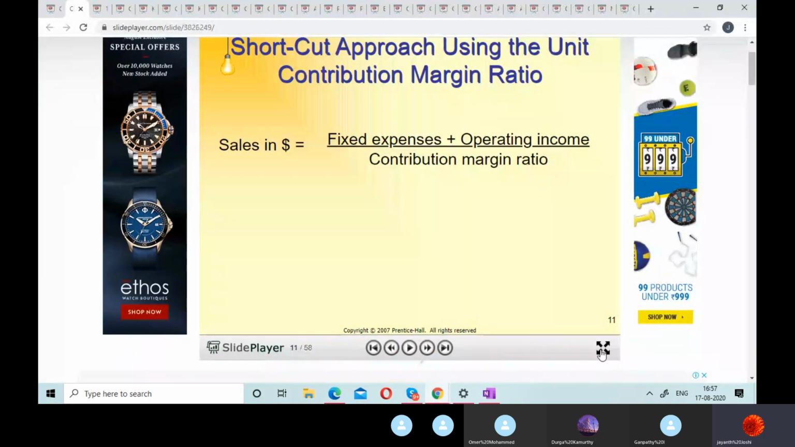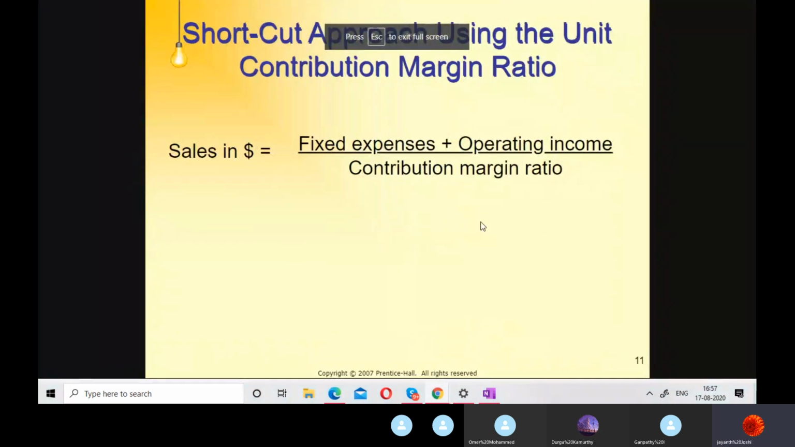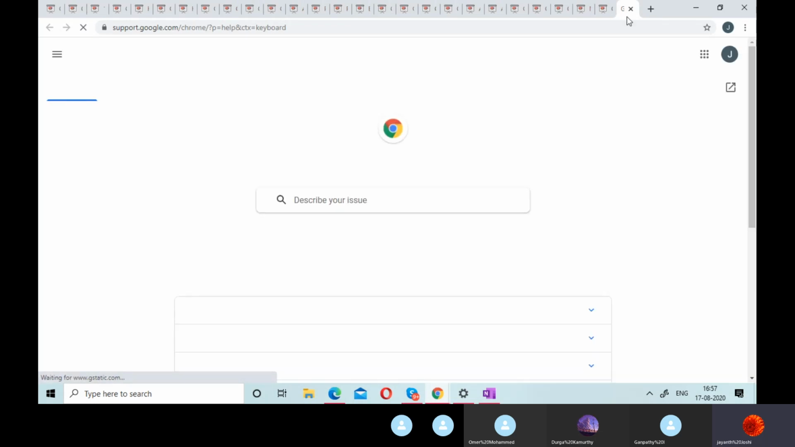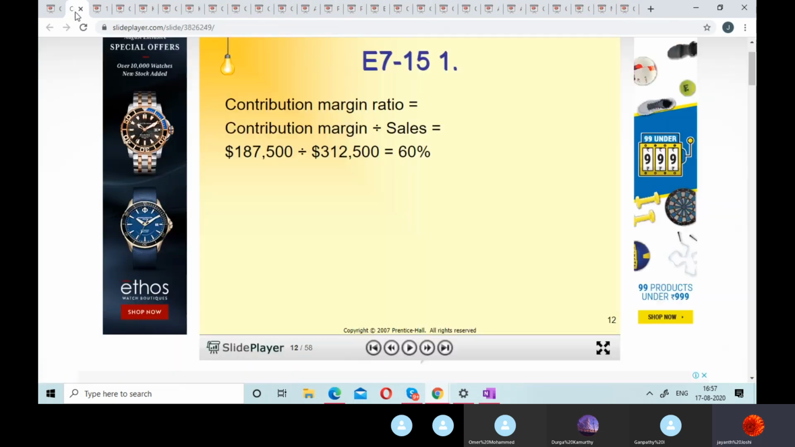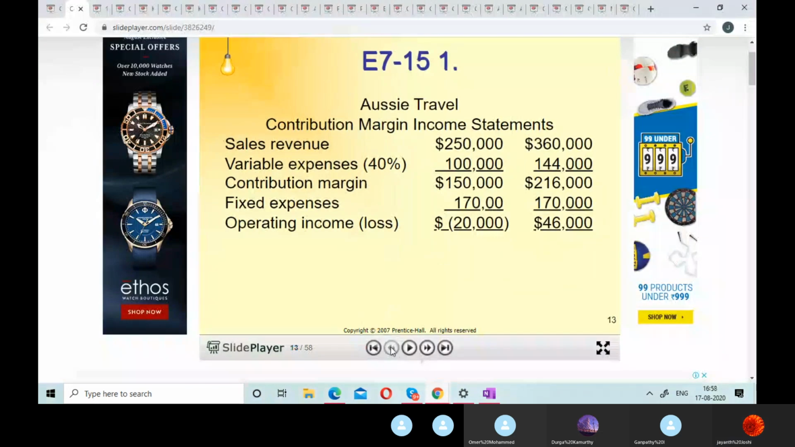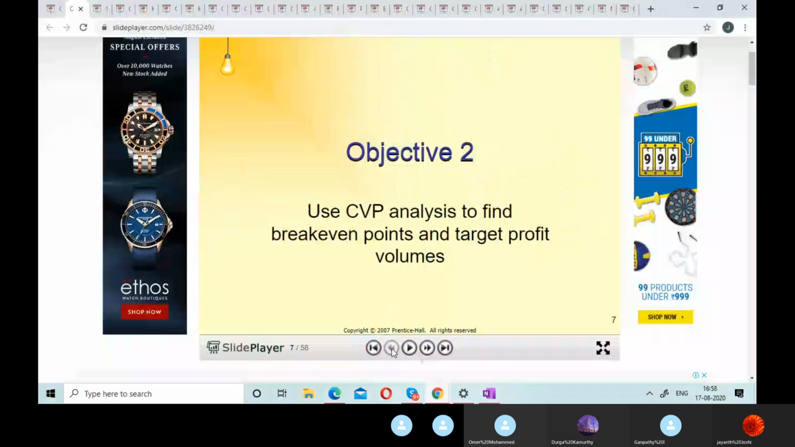चलो ये करते हैं. And here operating income means what? Operating income means what here? Operating income is nothing but your profits. Okay. Let's do these problems. More of practice now. Chalo.